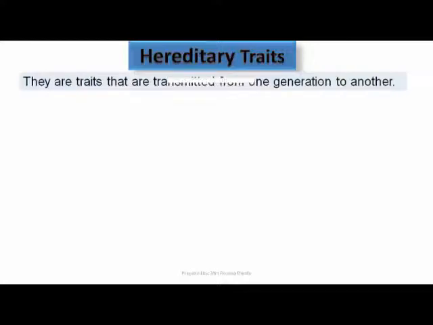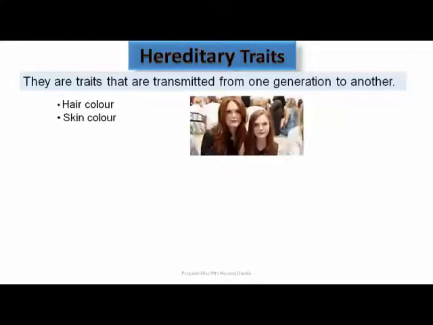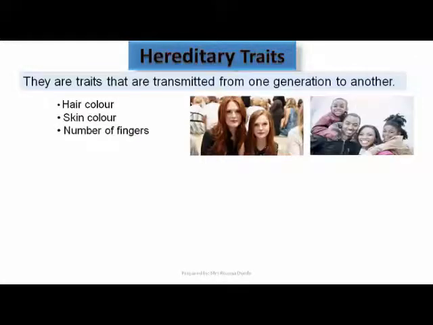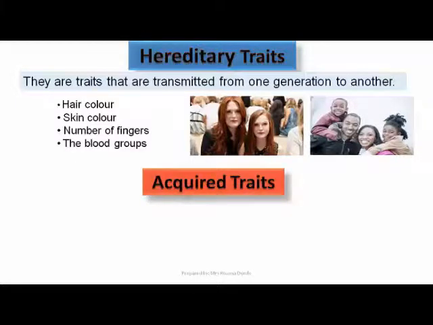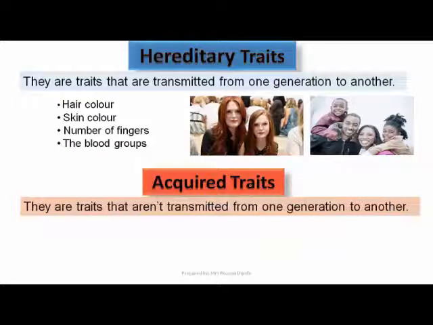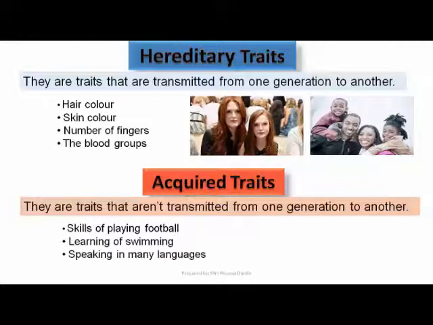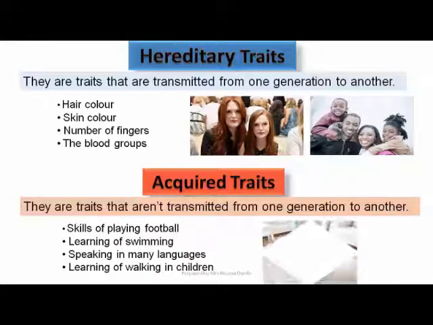Hereditary traits are those traits which are transmitted from one generation to another, such as hair color, skin color, number of fingers, or the blood groups. Acquired traits are those traits which are not transmitted from one generation to another. Skills of playing football, learning of swimming, speaking in many languages, learning of walking in children. So acquired traits are traits which originate from the environment.